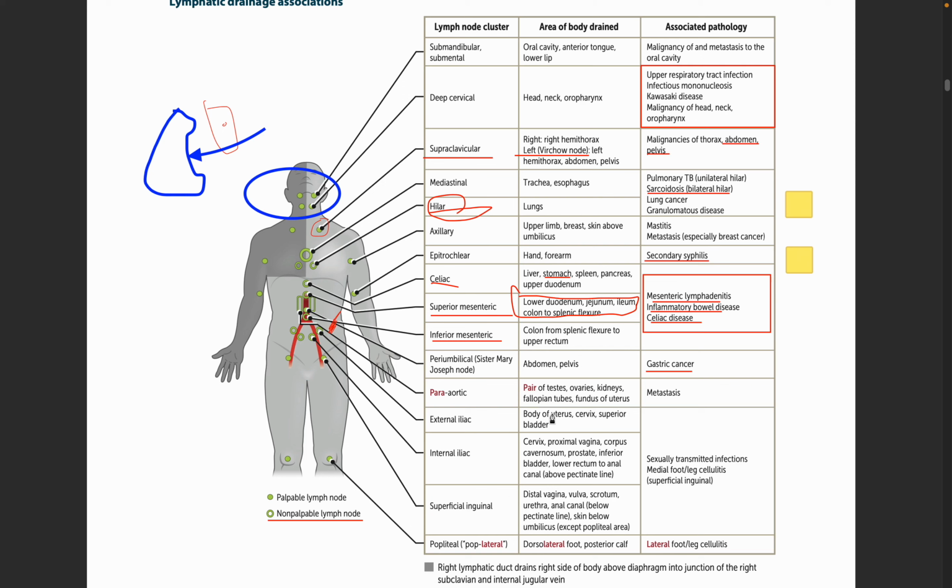So the body of uterus, cervix and superior bladder are all drained into the external iliac lymph nodes. Then the cervix, proximal vagina, corpus cavernosum, prostate, inferior bladder, lower rectum to anal canal above the pectinate line are all drained by the internal iliac. These are not that important, but just have a view in your mind of where the internal iliac lymph nodes are present.